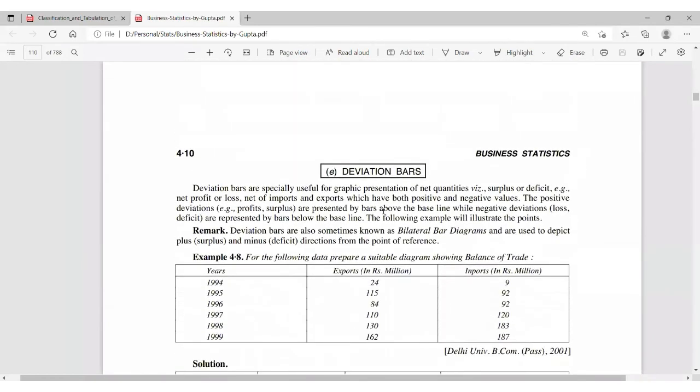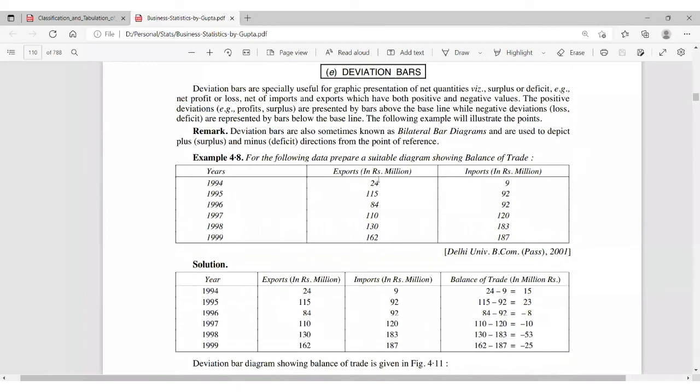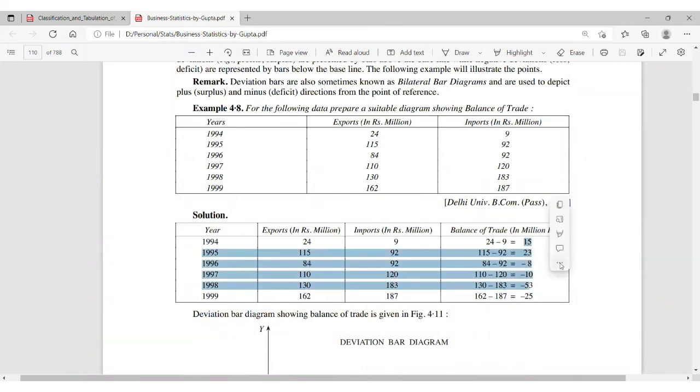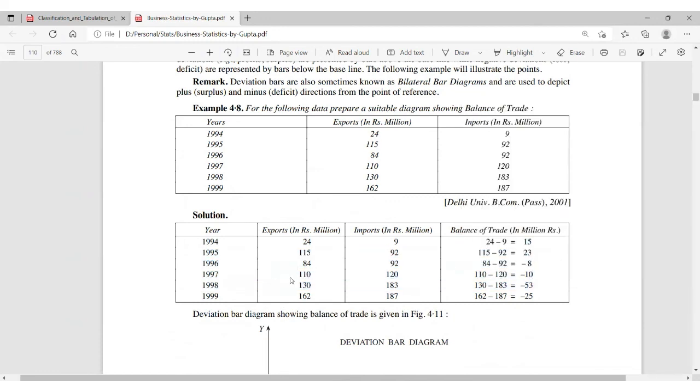The next one is division bars. A division bar is where we show the divisions. Divisions means the difference. In this example, they are showing the exports and the imports. So we find the difference: export minus import. If the export is more than import, it is a positive value. If the import is more, then it goes with a negative value.